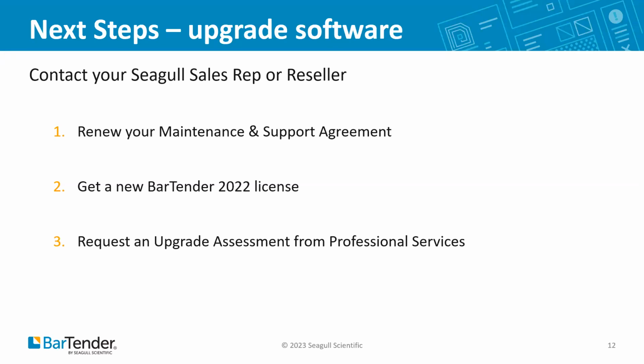Just to recap, at the end of the day, we really want to make sure that you continue to operate efficiently without any issues. The best way to get started with your BarTender software update is to contact your Seagull sales rep or reseller. From there, you essentially have three options: renew your maintenance and support agreement, get a new BarTender license, or request an upgrade assessment from the BarTender professional services team.